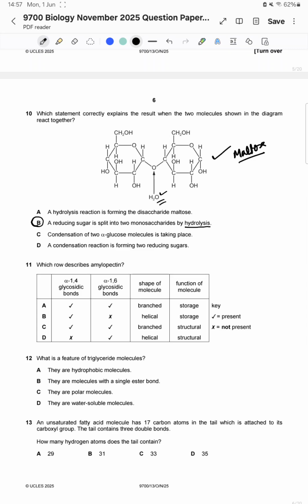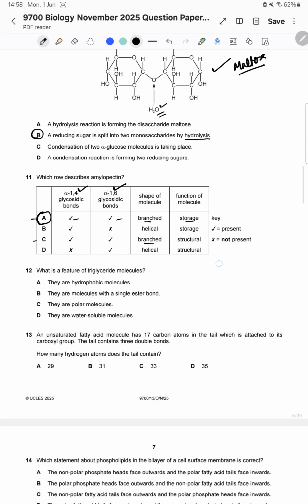11. Which row describes amylopectin? So amylopectin is branched, as we know. That is the first thing that comes to my mind, right? So according to that, it can be either A or C. And then, of course, if it is branched, it must have both alpha 1,4 and 1,6 bonds. And then the function of amylopectin is structural or storage. So its main function is storage. Why? Because amylopectin along with amylose makes starch, and starch's job is to store carbs, right? So A should be our answer.